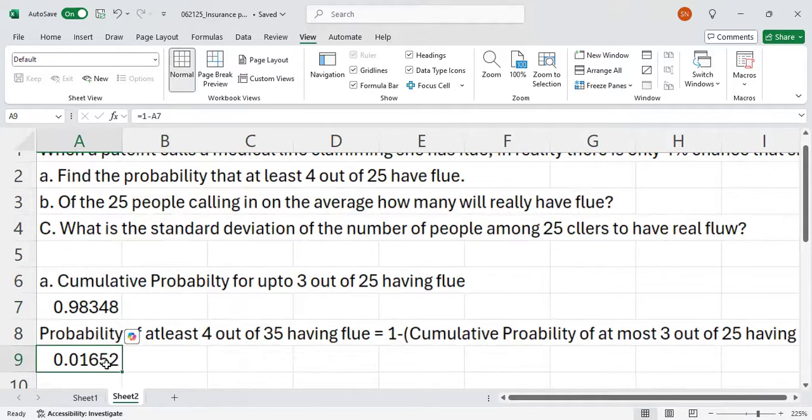1 minus A7, column A, cell 7, is where my cumulative probability up until 0, 1, 2, and 3 is. So from 1, the total sum of the probability, I subtract the cumulative probability up until 3. That gives me the rest of the probability, which is from 4 to 25 taken together. As you can see, there is very little chance: 0.016 means a 1.6% chance that at least 4 out of 25, 4, 5, 6, added together.